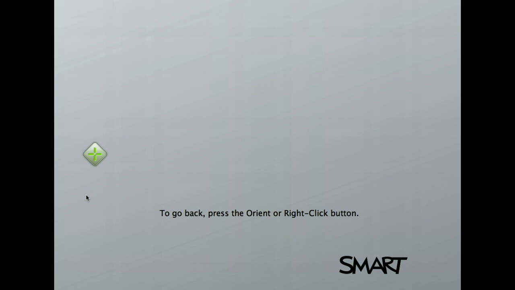Okay, so just to let you know what I'm doing, this is calibrating the board because my pen is not actually writing where I'm touching.